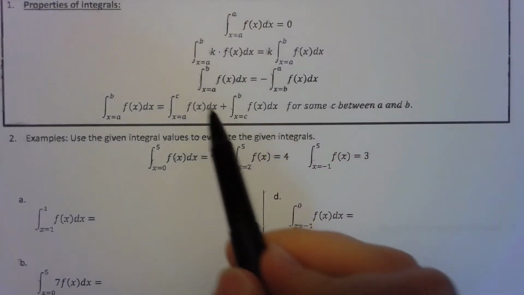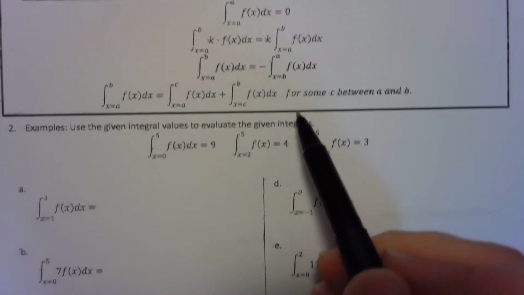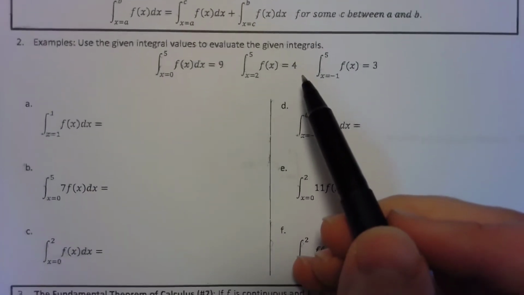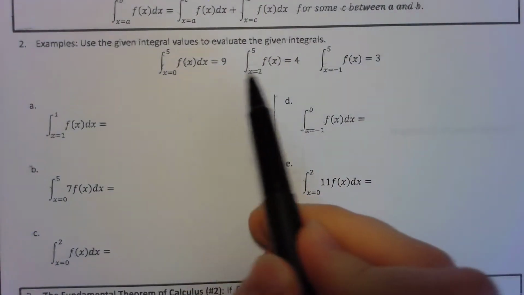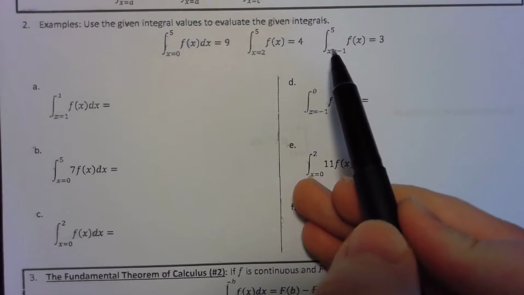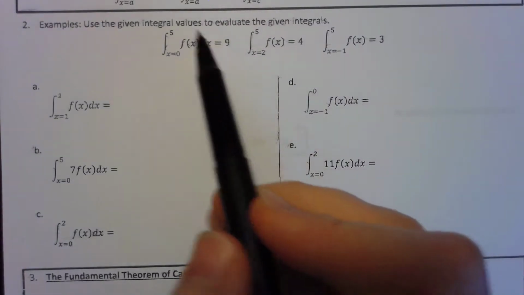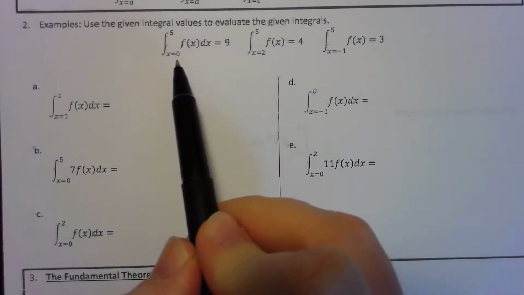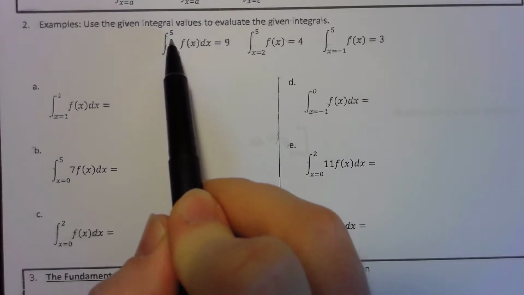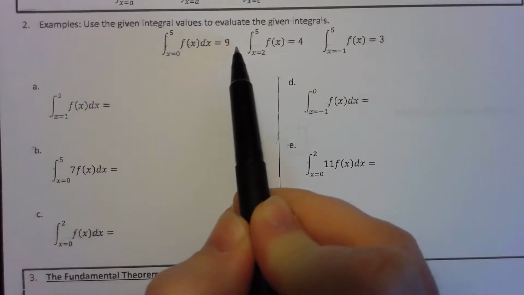With these four properties, these four rules, we can go ahead, without any graph whatsoever, simply be given 3 different integral forms and understand how to utilize them. So if we look at these, the analysis of this is that as I go from 0 to 5, the area under the curve of f of x is 9.